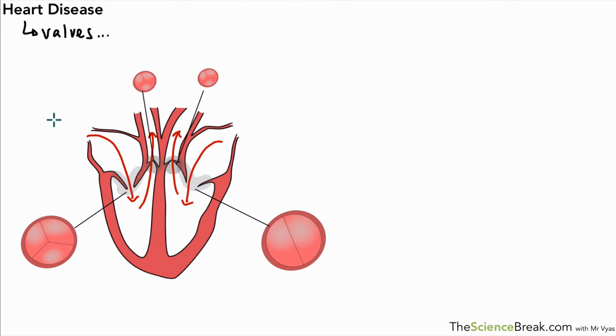We don't need to worry too much about the names, we just need to know where they are and what they do. What are the possible problems with valves? Well, the first thing is that the valve could possibly not open fully and restrict blood flow. So the first one is that the valves don't fully open.